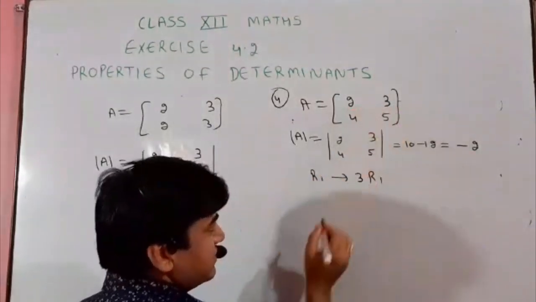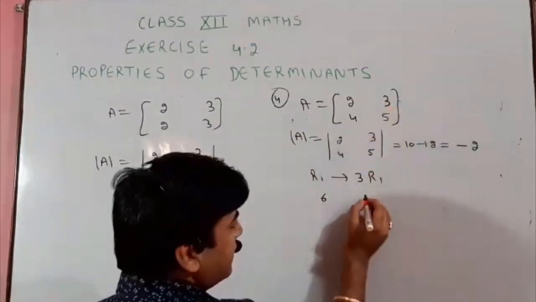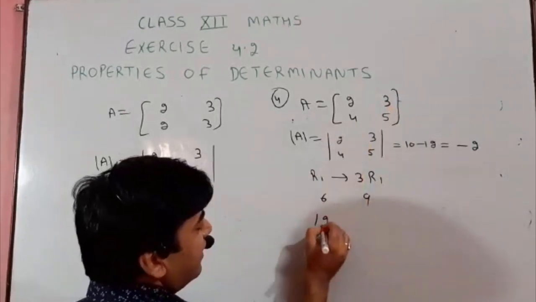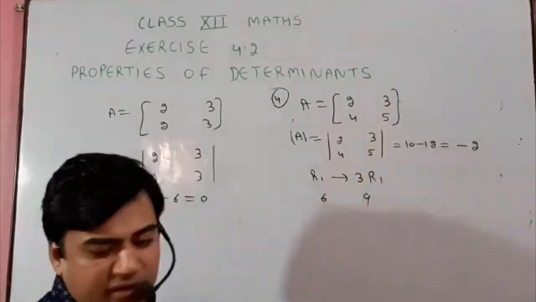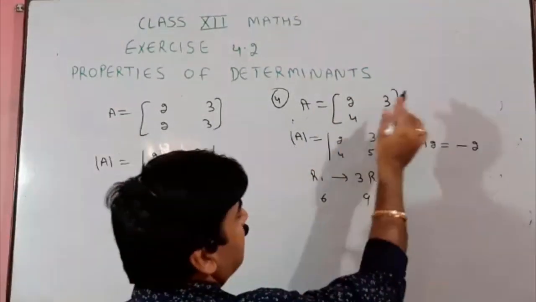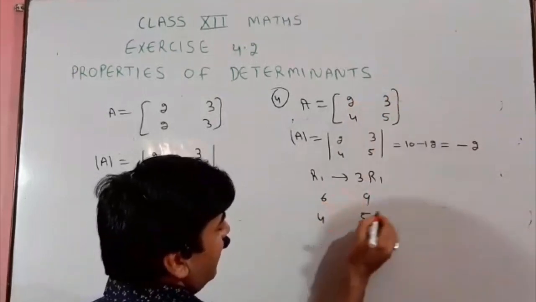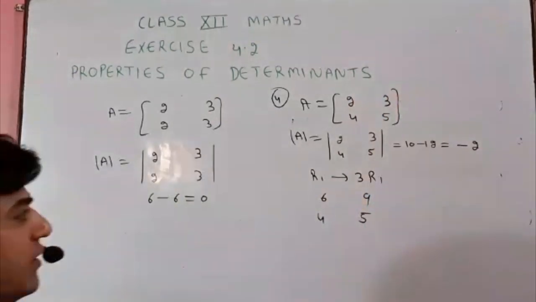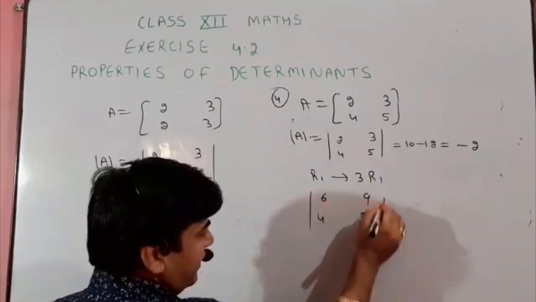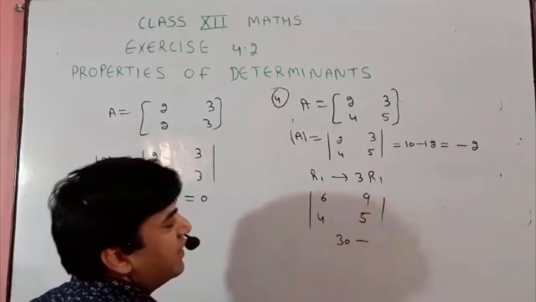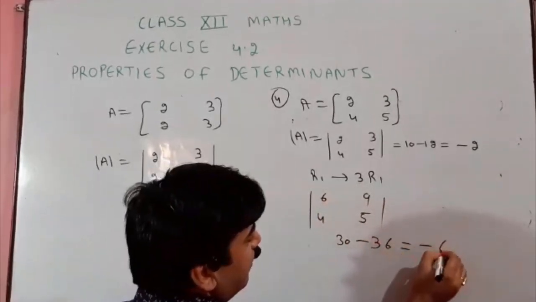So this matrix will become 2 3s are 6, 3 3s are 9, 4... sorry, this will remain as it is. We are just multiplying the first row by 3. This is 2 3s are 6, 3 3s are 9, and 4 and 5 are the same. Now let us find the determinant. 6 5s are 30 minus 9 4s are 36, which is equal to minus 6.